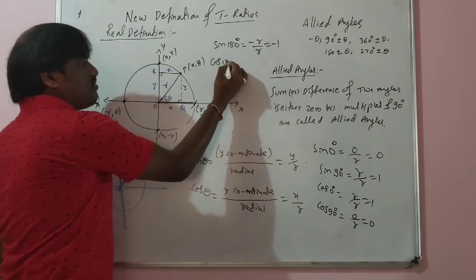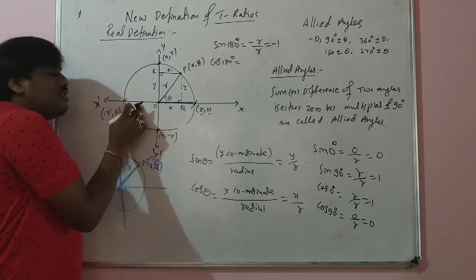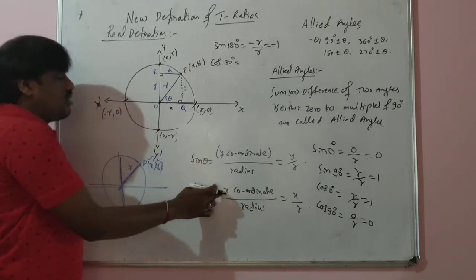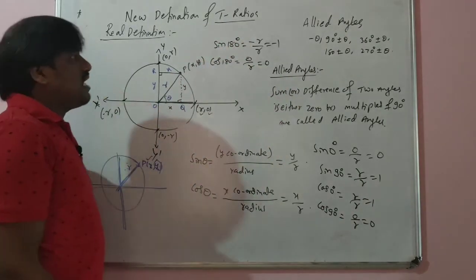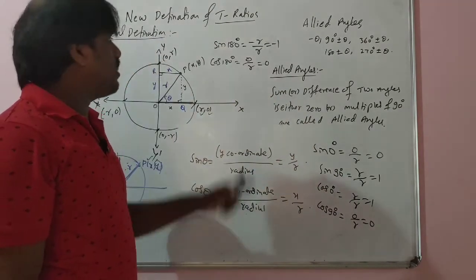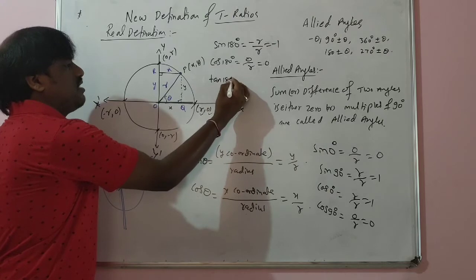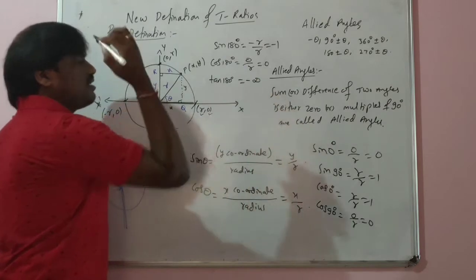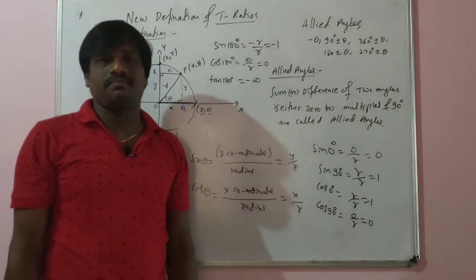If I want to find cos 180 degrees, this is the 180 degrees line. Cos is x coordinate by radius, that is 0 by radius, which is equal to 0. That's the beauty. So sine 180 degrees is minus 1, and cos 180 degrees is 0. Hope you understand. Now let us go for tan 180 degrees. Tan 180 degrees means minus 1 by 0, which is undefined, minus infinity. That's what we get. So this is the way you have to understand the concept of trigonometry.